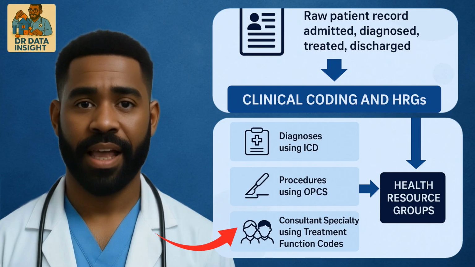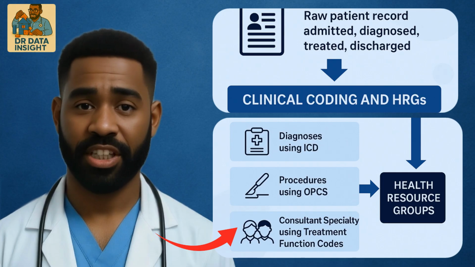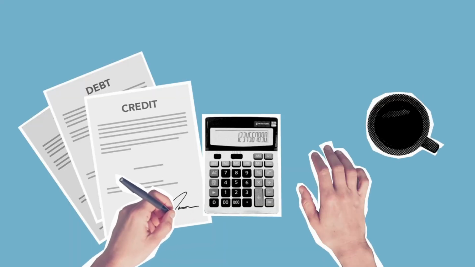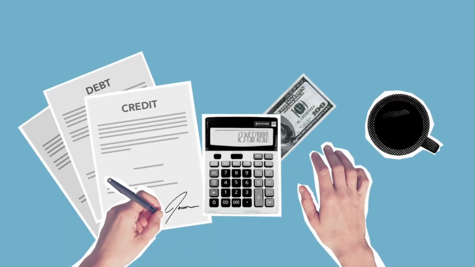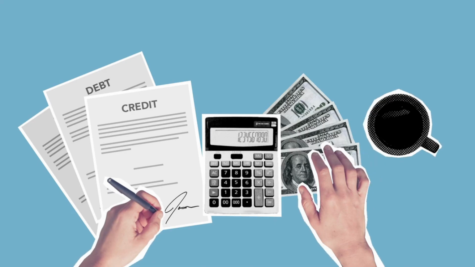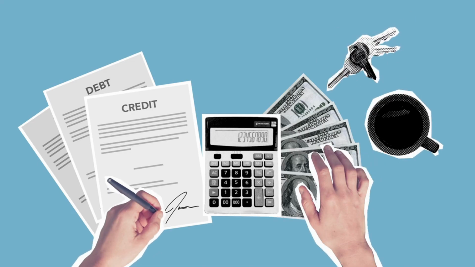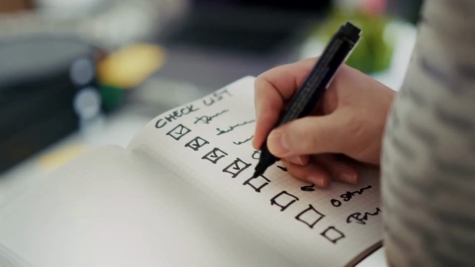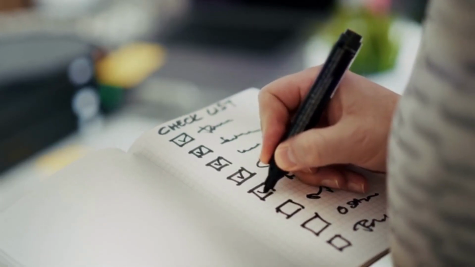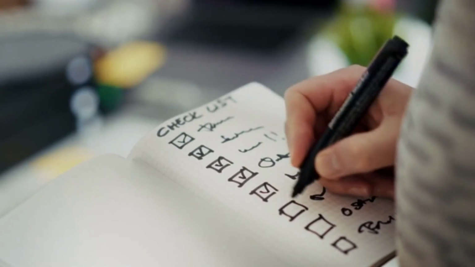Every HRG comes with a national average cost and a spell-level or procedure-level payment rate. Coding accuracy impacts 100% of payment under the national tariff. Audits show average revenue leakage of 2 to 5% per trust due to undercoding or misclassification. Analyst tips. Cross-check for code completeness. Empty or invalid codes cause HRG assignment failures.